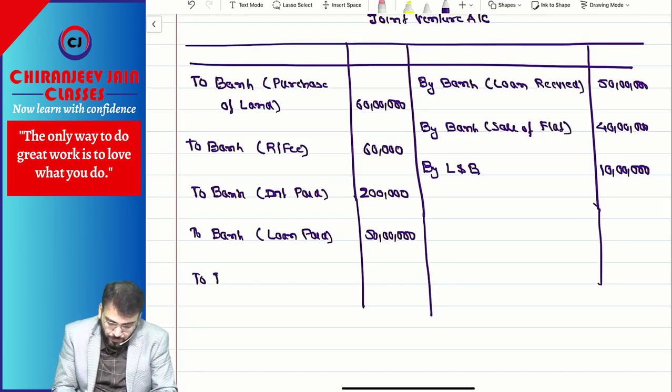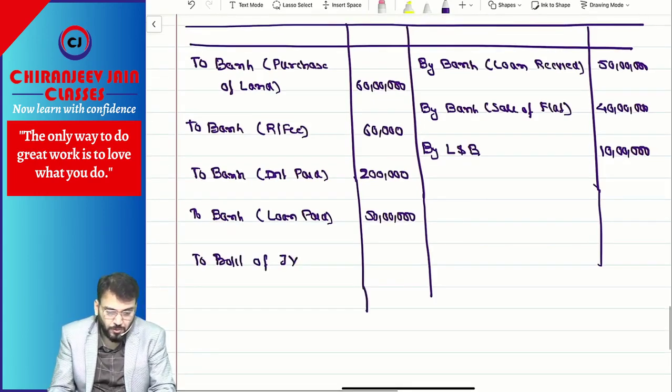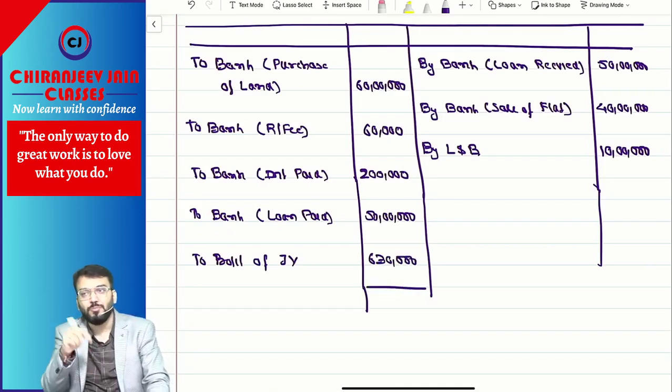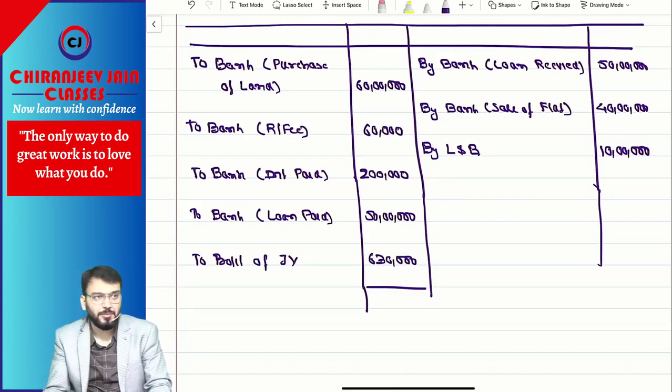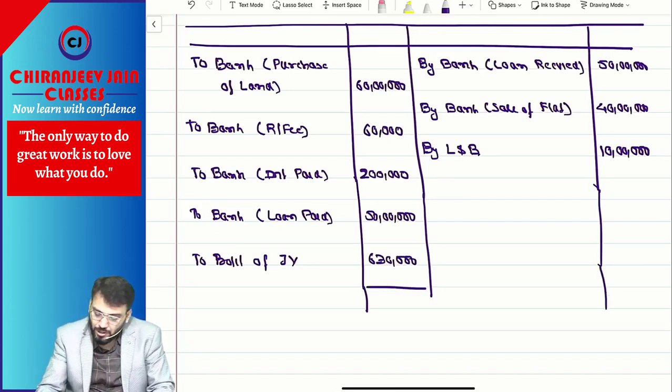Profit of joint venture how much? 6 lakh. So we will pass one entry, generally joint venture to PL account. So this profit will be transferred to the PL of A Limited, Mr. A. Now can you give me the balancing figure?